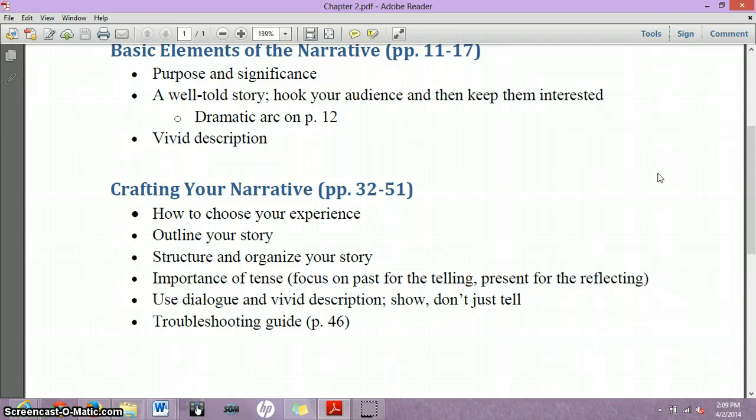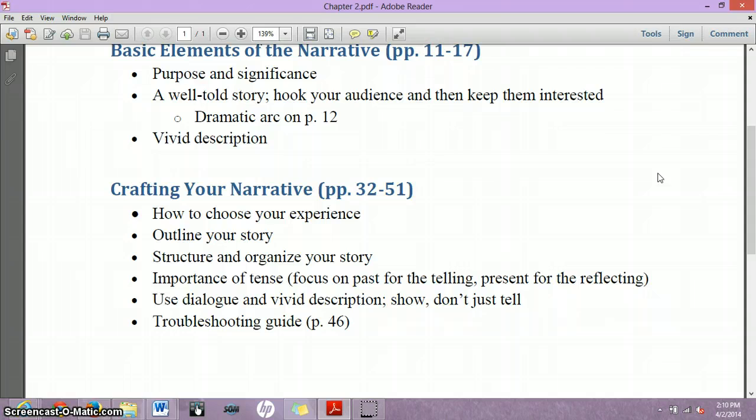Also, within these chapters, I don't expect you to read every single word and every single example, but I do expect you to at least glance over them. Going back to page, let's see here. If you look on page 2, the textbook highlights those 3 basic paragraphs, the well-told story, the description, and the significance in somebody else's writing.